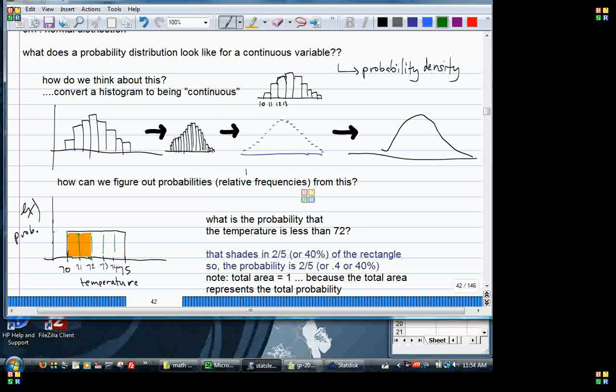Okay. Let's do another example. And let me also remind you, we should think of the total area of this as what? Well, area is the same as probability. What is our total probability always? Total probability is always 1. So that's the same as saying the total area is 1.